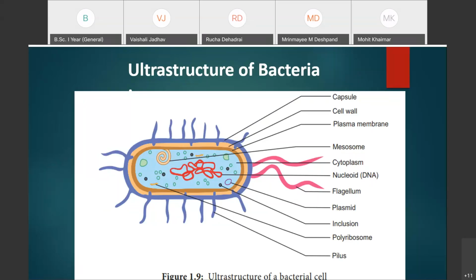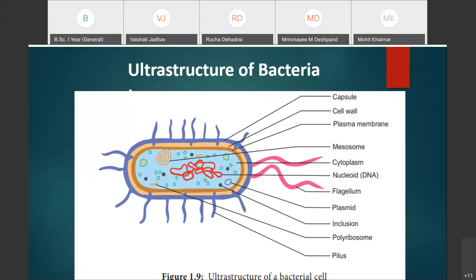Pili are completely different from the flagella. Flagella are the locomotory organ, but pili are not meant for locomotion. Instead of locomotion, the pili confer adhesiveness. What does that mean? With the help of these pili, the bacterial cell gets attached to another bacterial cell.